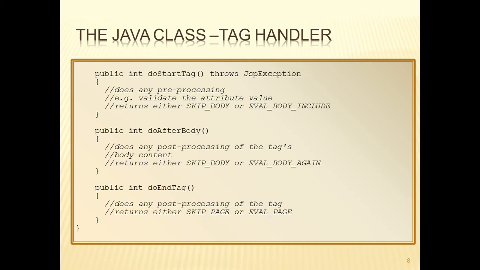Then finally, when the tag has finished, we will then, in the doEndTag, do all the post-processing of that tag, which will potentially do two things. One will be to SKIP_PAGE, skipping the rest of the JSP page because there's been an unrecoverable problem within that tag, in which case the Java server page is aborted with an exception. Or we return EVAL_PAGE, which causes the rest of the Java server page to be evaluated, in other words, to be executed.